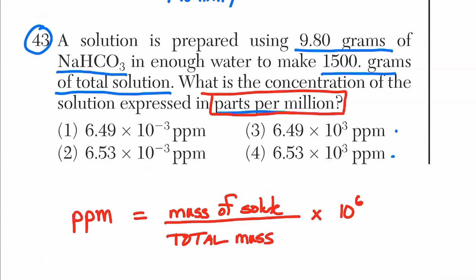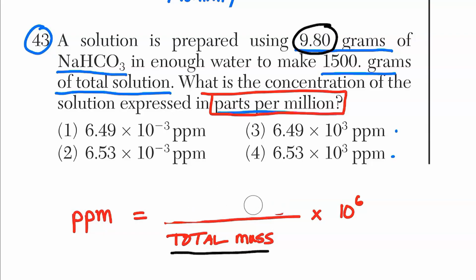All right, so I got the mass of the solute with the total mass of the solution. So they gave me 9.80 grams of the substance I'm dissolving. So I'm just going to get rid of this and add that there. Again, I'm just plugging and chugging what they gave me. They gave me 9.80. They gave me the total mass of my solution to be 1,500 grams. That goes on the bottom. So let's put it there.